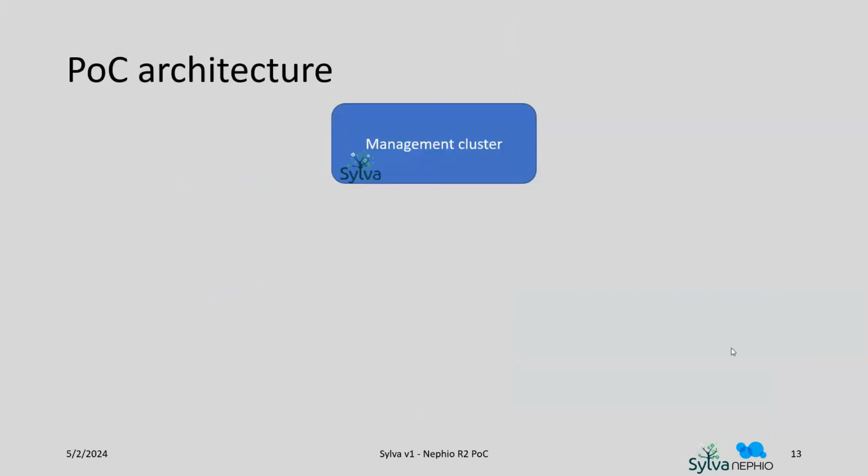So let's take a look at the architecture. We will start with the Sylva management cluster running on Docker. Then the POC will provide us with the three steps. The first one for installing Nephio management components in this cluster, so that we will have one cluster management both for Sylva and both for Nephio.